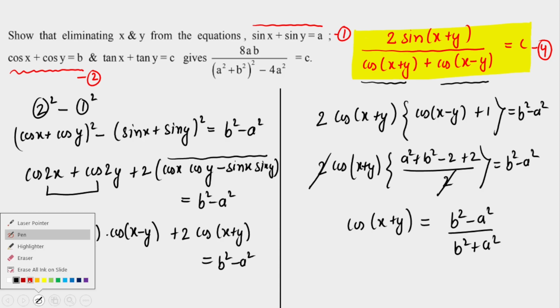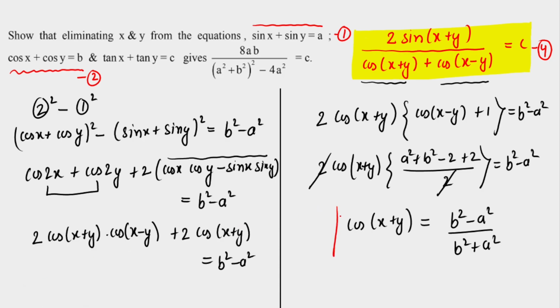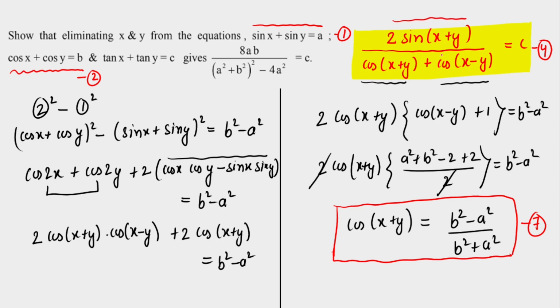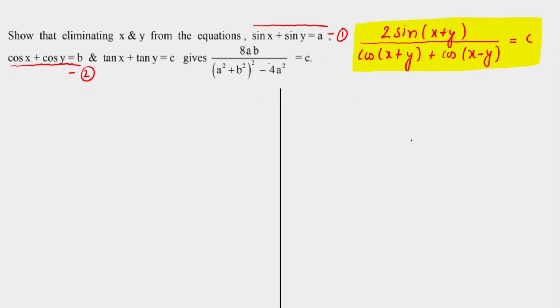So let's call this relation the 7th one, because I think till the 6th we have taken, so this is the 7th one. Now our next target is to calculate the value of sine of x plus y. We are only one step away from eliminating x and y. Coming to the last part, we have to calculate only sine of x plus y.